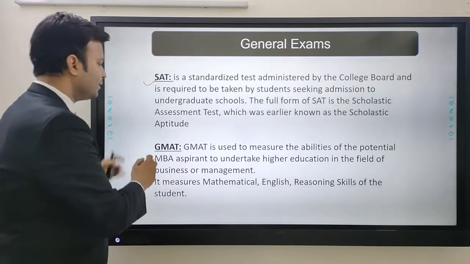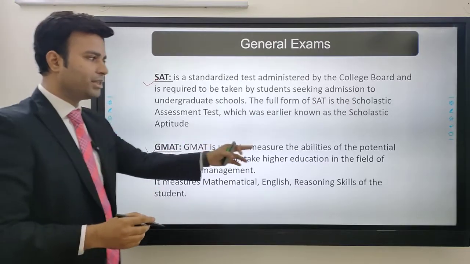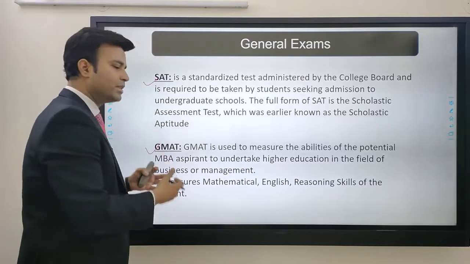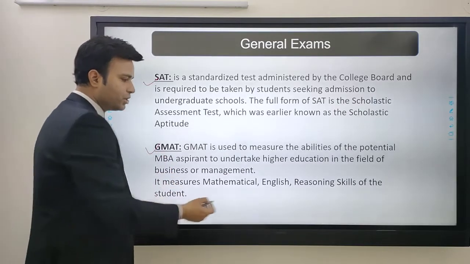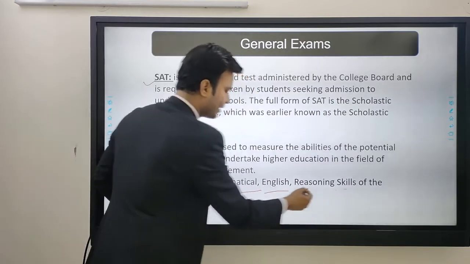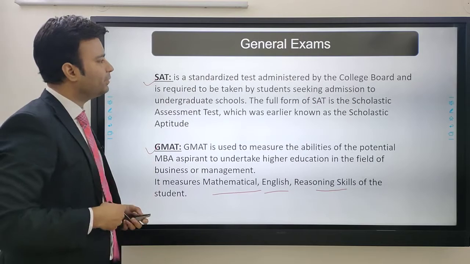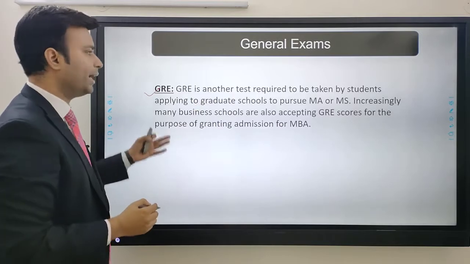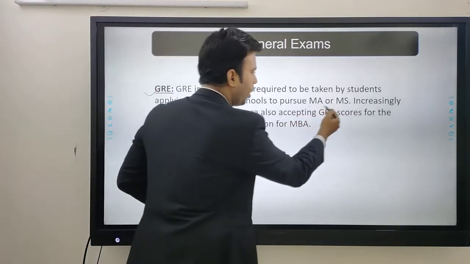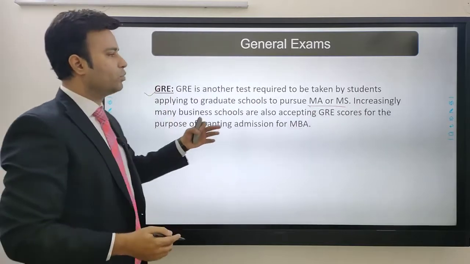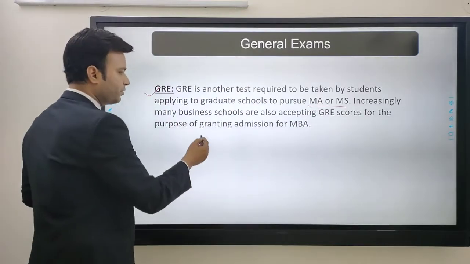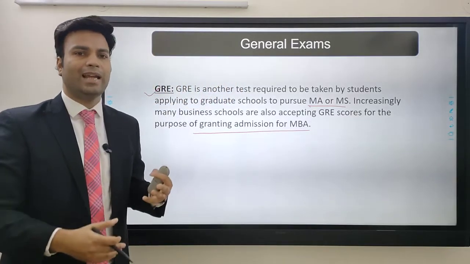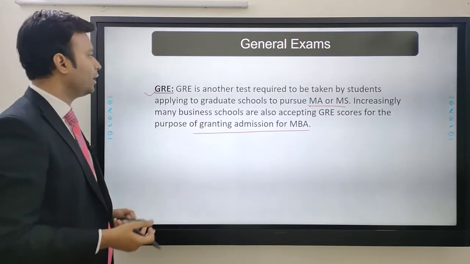Right. So any which way SAT is there, then you have GMAT. GMAT is used to measure the ability of the potential MBA aspirant to undertake higher education in the field of business or management. So it measures your maths, English and reasoning skills. Then you have GRE. GRE is another test required to be taken by a student applying to graduate school to pursue MA or MS. Increasingly, many business schools are also accepting GRE scores for the purpose of granting admission for MBA. So again, you will be seeing the university, you will be seeing their requirements, and then that way you will be appearing in tests.